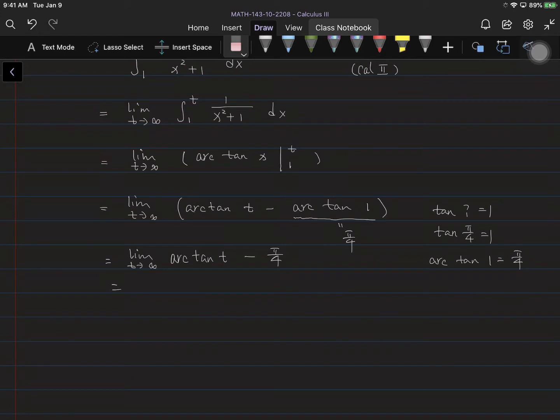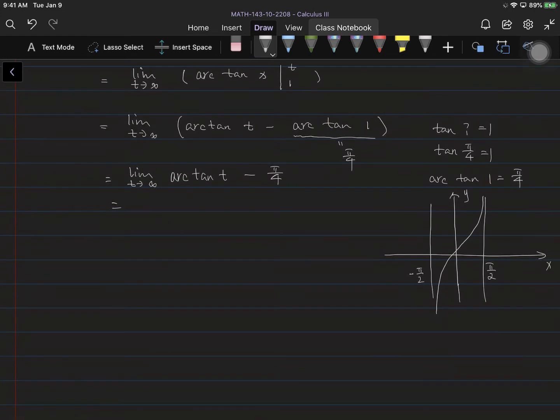So that means tangent of what is infinity? If we take a look at the graph of the tangent function, the tangent function looks like this, right? And here should be negative pi over 2, and here is pi over 2. Is that correct?